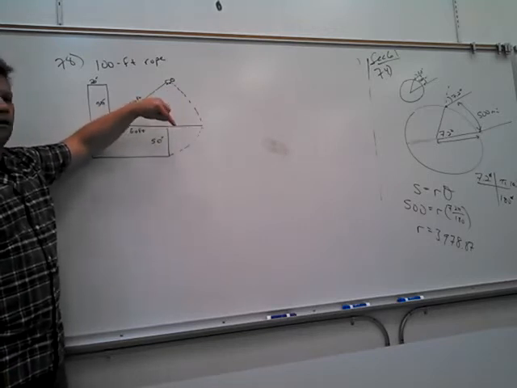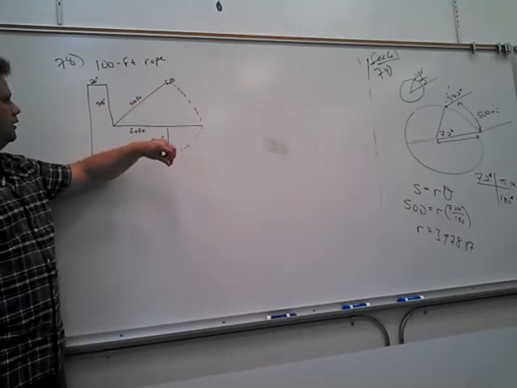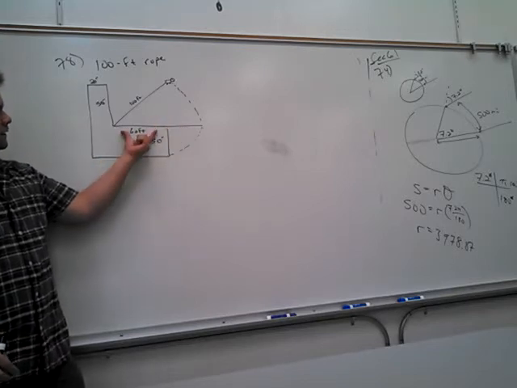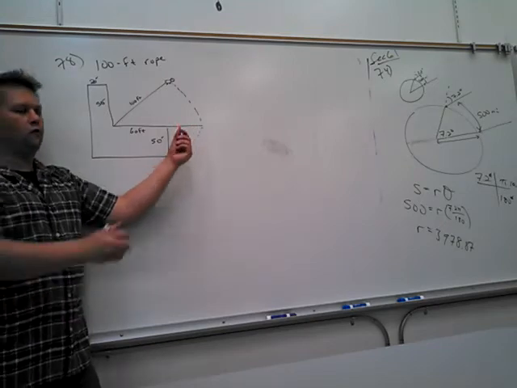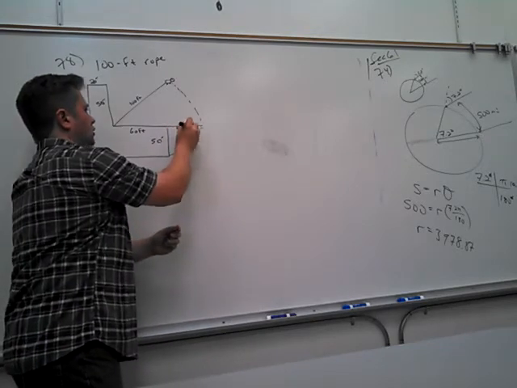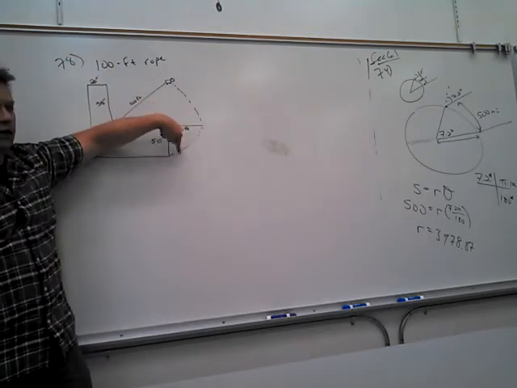Well, 40. And how do you know that? Because that's 60. Once the cow is there, that's 100. So how much past that does the rope go? 40 feet. That's the new radius for the circle when you're down here.